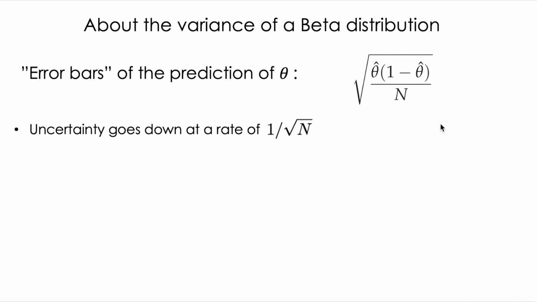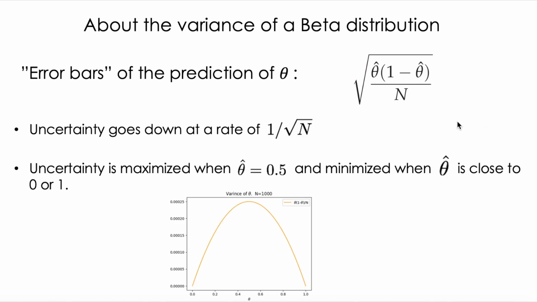So if you want to decrease your uncertainty, you need to do more and more flips. But instead of going down linearly with the number of flips, it's going to go down with the square root of the number of flips. It's going to be slower, right? And pay attention here. This is the plot of the variance of this term we have here. As you can see, the uncertainty is maximized when theta is equal to 0.5, and it is minimized when theta gets closer to 1 or 0.